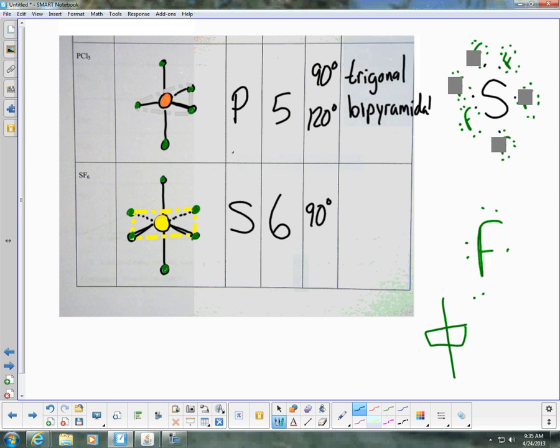Right here, it has a special name. Can you find the name on your green sheet? Octahedral.